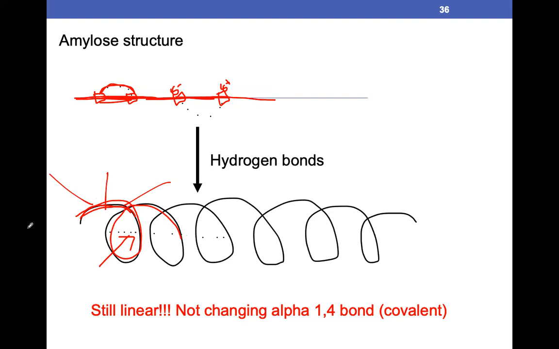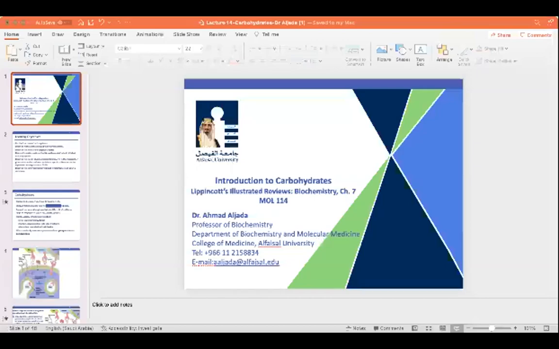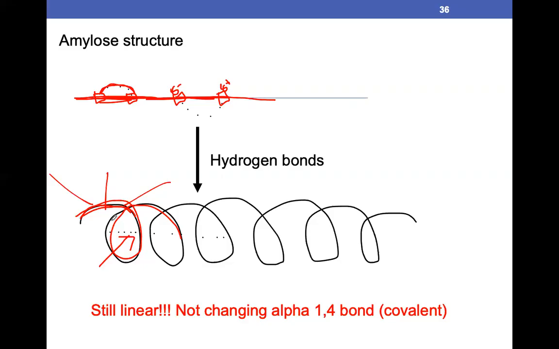Yes. And the other thing you need to know is that the reason it becomes a helix shape is because of the presence of hydrogen bonds. So it's very similar to what happens with DNA, by the way. DNA is also linear, but it forms hydrogen bonds, starts to coil, and we call that a helix. It's the same concept. Okay, so now that that's clear, I just wanted to show you the structures.